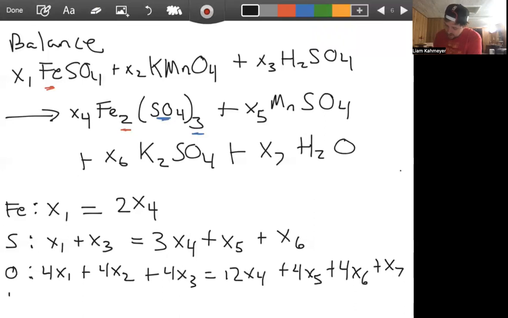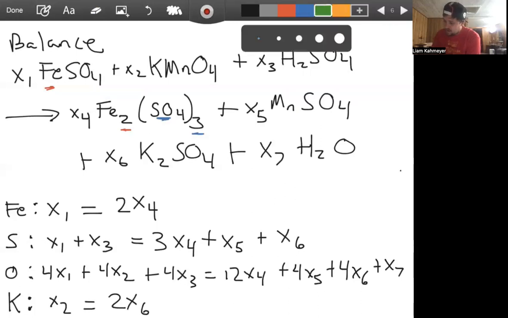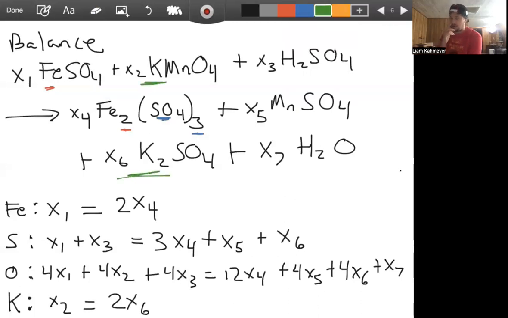It looks like potassium is the next element we have here. And so where do we see K in these equations? Well, we have an X2 in the second term, and then 2X6. Those are the only 2 terms here where potassium shows up, right? We have 1 X2 and then 2 X6. Okay.